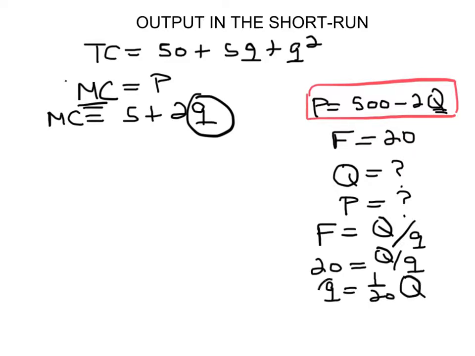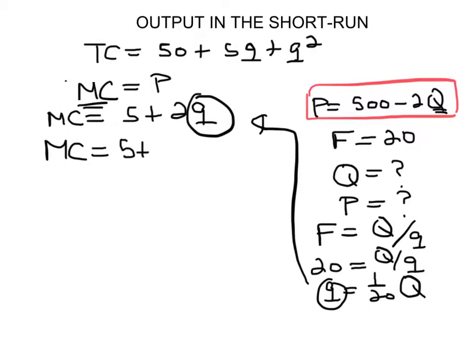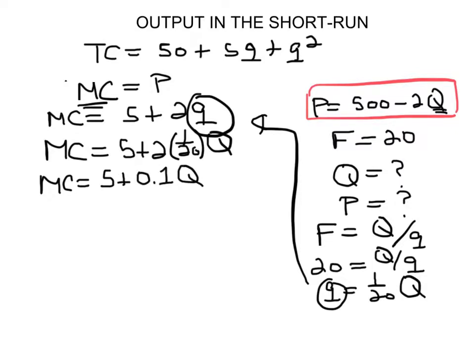So now I have another equation, right? So now I can take this q and plug it in here to find the marginal cost in terms of big Q. So marginal cost is going to be equal to 5 plus 2 times 1 over 20 big Q. So marginal cost is equal to 5 plus 0.1Q. And now I can put the marginal cost equal to price, which is what I have here. But now I'm doing it at the market level, essentially, right?